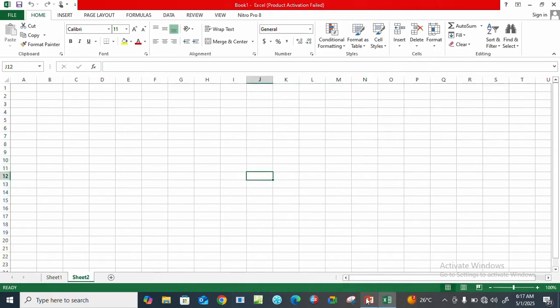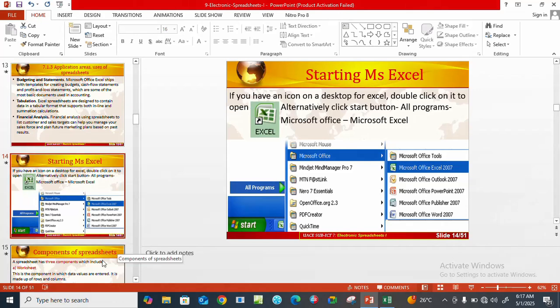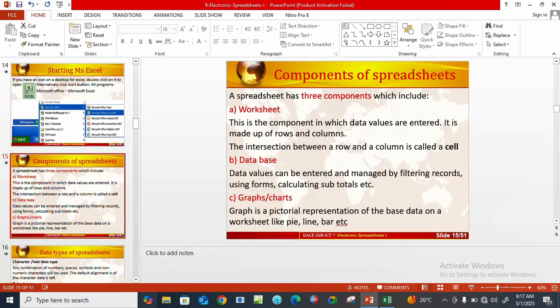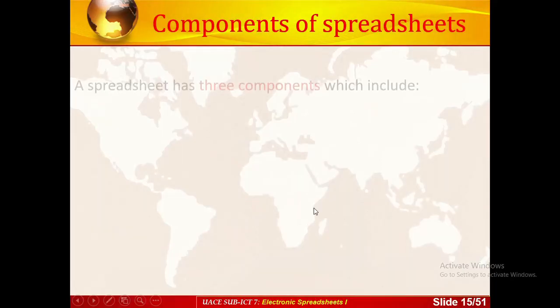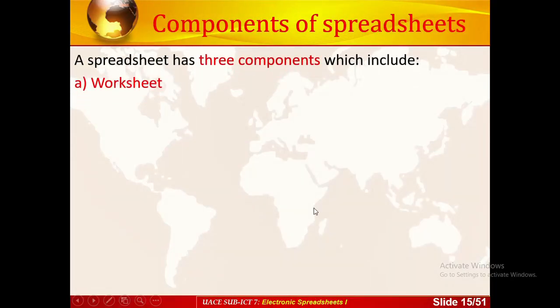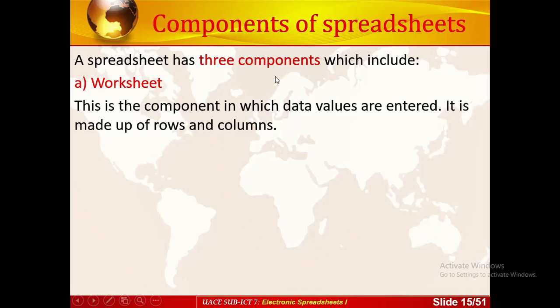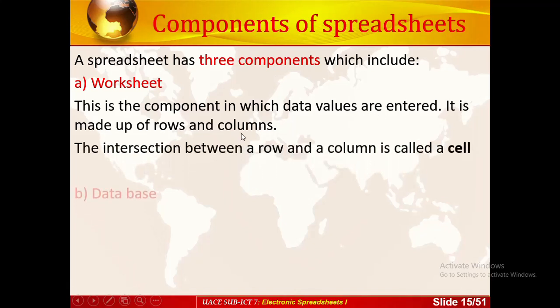Then we have, if we switch back to our content here, what we call the components of the spreadsheet. As you can see them, we have the major one, the worksheet, as we have seen it. The worksheet is where data values are entered, measured in rows and columns. I'll show them to you. And the intersection between the row and column is called a cell. Of course, we have also showed that to you.